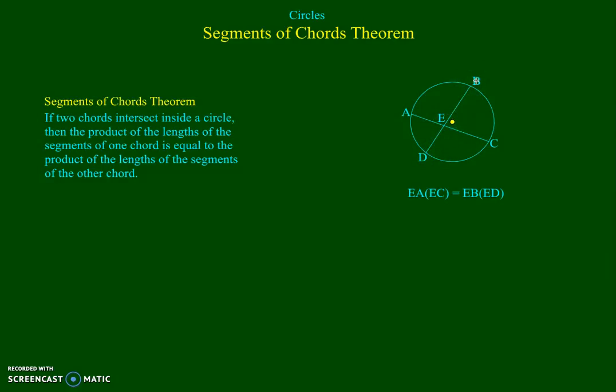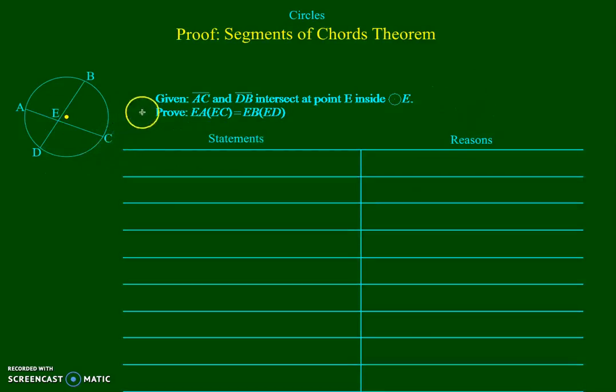Before we go ahead and use this in an example, let's take a look at the proof and see how this thing works. Here is our setup. We're given that segment AC and DB intersect at point E inside the circle. So AC and DB intersect at E. We need to prove that EA times EC is equal to EB times ED.